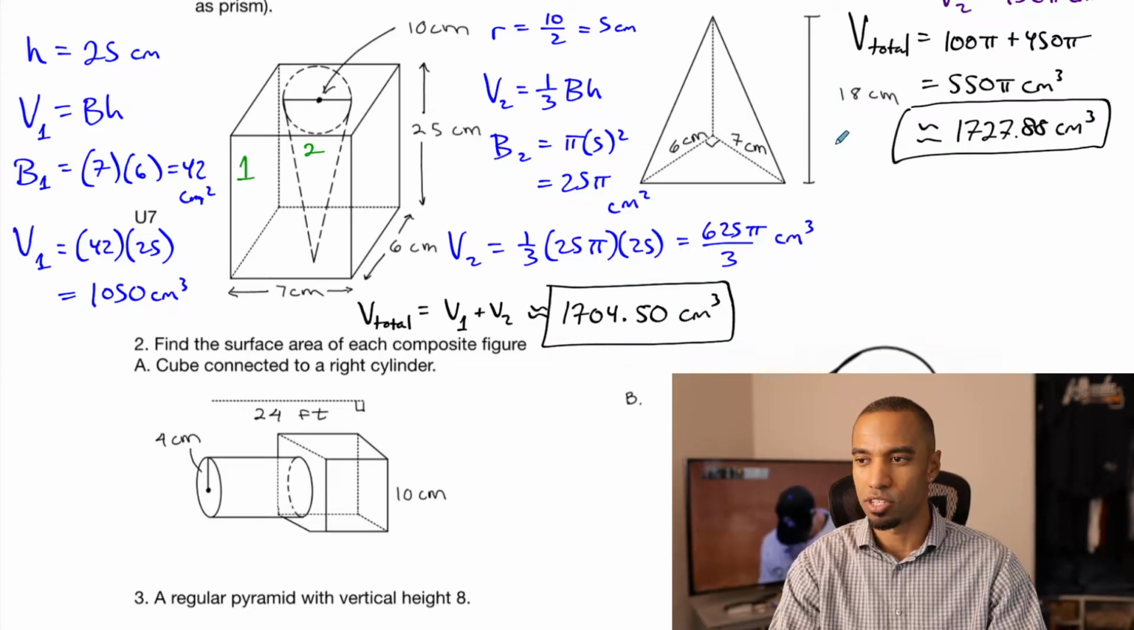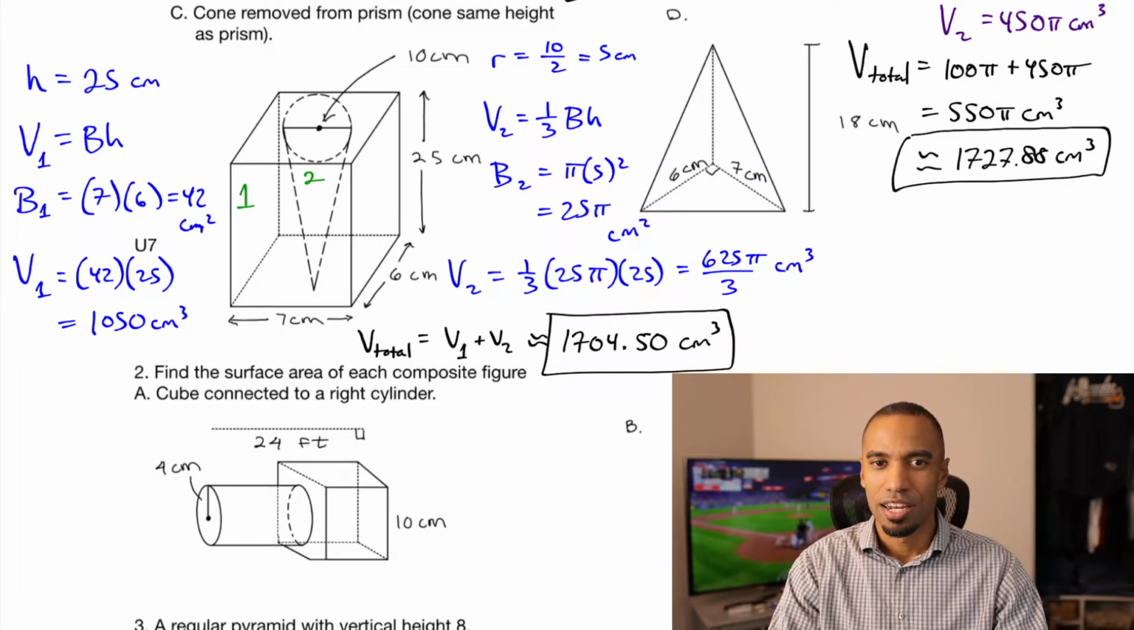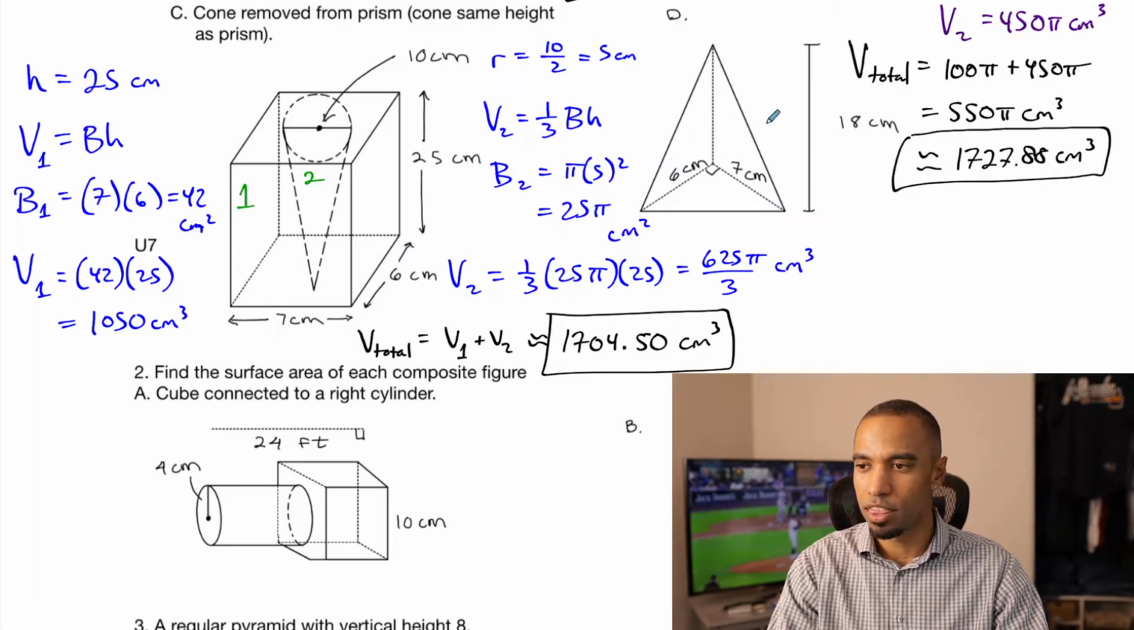I don't even have any room for 4. Thank goodness it's not a composite solid. At least it doesn't look like it. No, it's not. All right, so that is part C there, not number 4, part C. Part D right here. Let's find the volume of this.